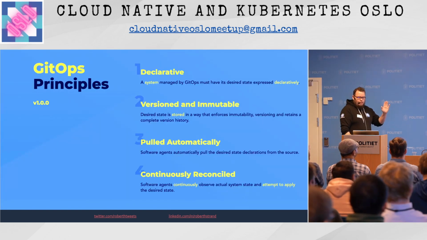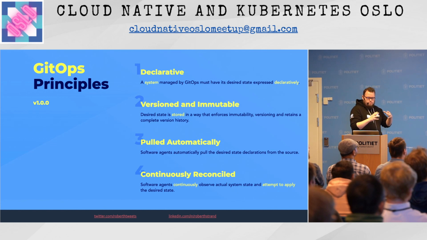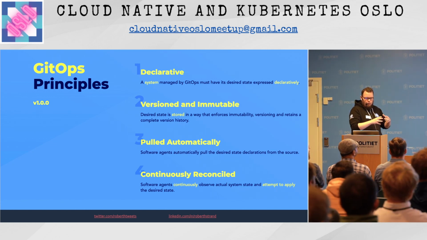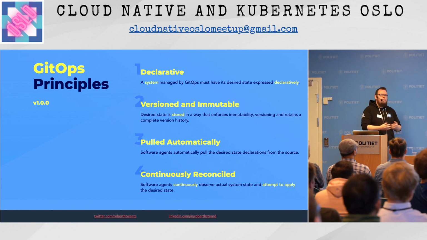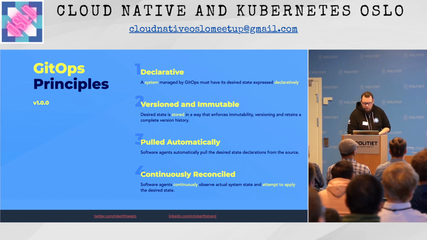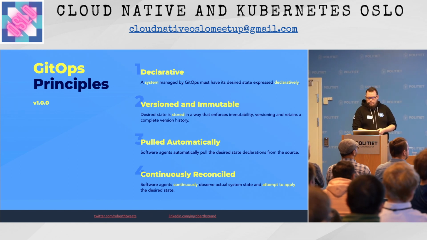So the Open GitOps project has tried to make what we call the GitOps principles, which is a descriptive way of actually saying this is what GitOps is. Not going to go really in depth, but it needs to be declarative. So the things that you put in there need to be in a declarative format. So you just say, I want this. It needs to be stored somewhere where it's versioned and immutable. The current version is the current version. If you need to change something, you need to put a new version in.